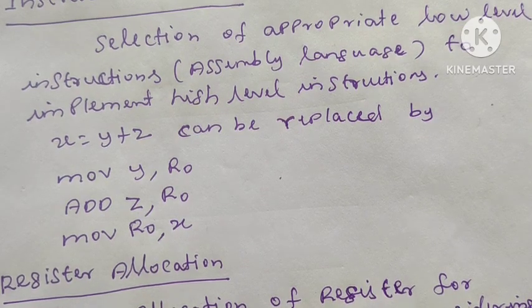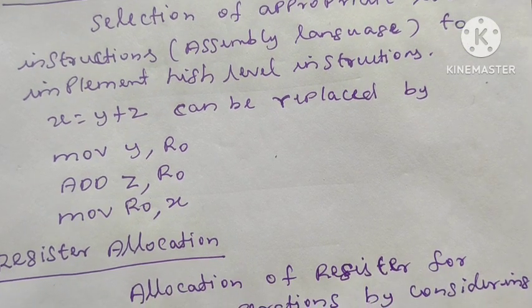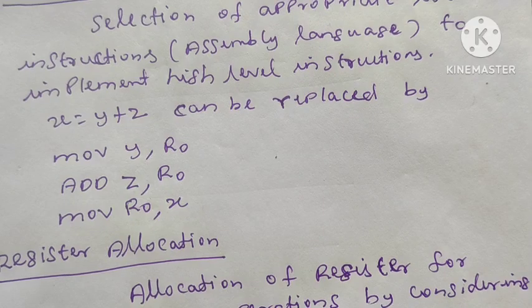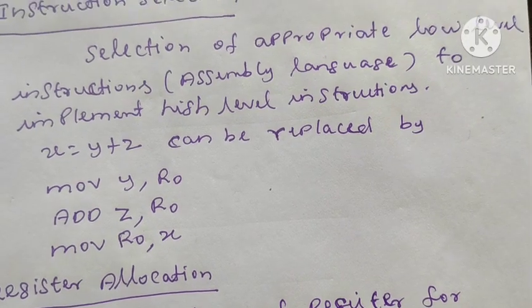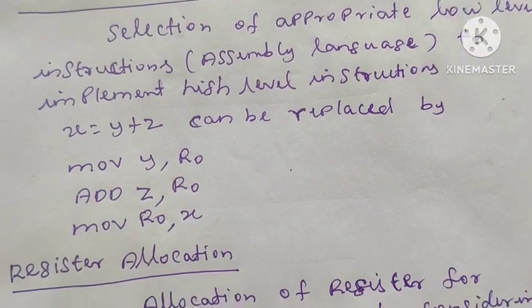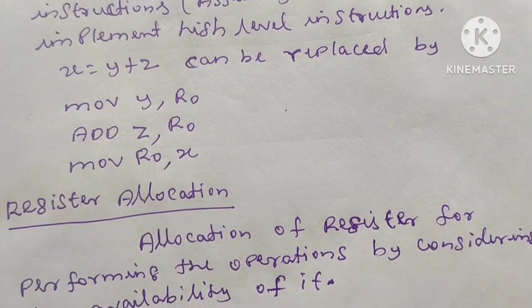At the end, we have to take this result and store it in x. The result will be available in R0, so I move R0 to x. That is done with the instruction MOV R0 comma x. So one high level instruction is replaced by three low level instructions here, and these three low level instructions are the only ones understood by our computer system. This is called instruction selection: using instructions to replace high level instructions.